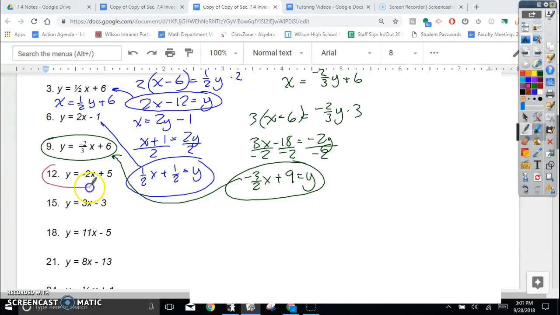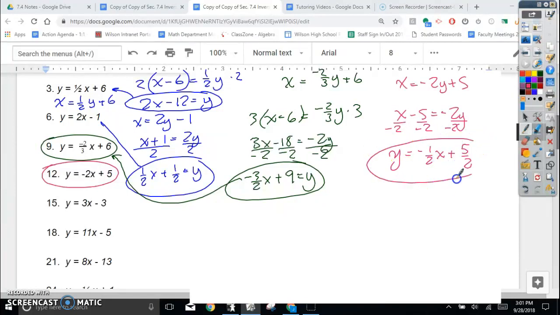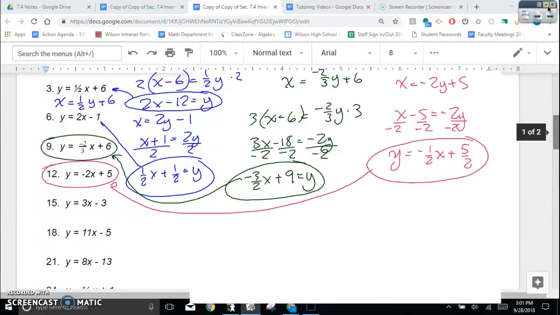I'm going to do this one in pink. So that'll be x equals negative 2y plus 5. We get x minus 5 equals negative 2y. Divide everything by negative 2. So positive y equals a negative half x plus 5 over 2. Okay, and that's this one. Oh, 15. I guess I'll do 15 in orange. All right, so I get x equals 3y minus 3. X plus 3 equals 3y. Divide by 3. So this is 1/3 x plus 1 equals y.